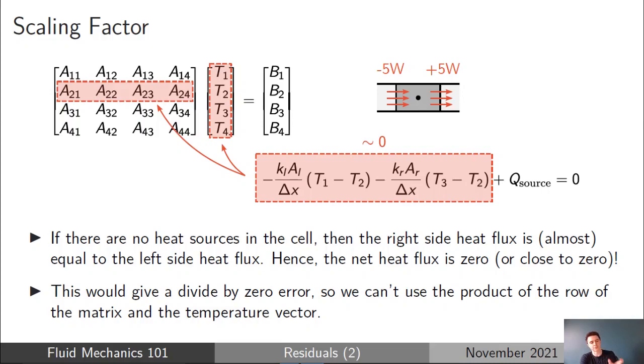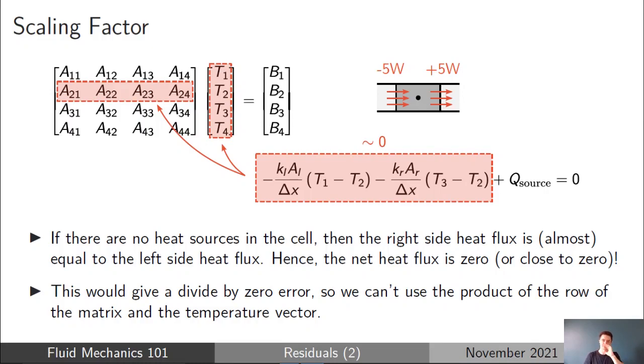The product of that second row in the matrix and the temperature vector actually gives you the net flux out of the cell, which in this case is approximately equal to 0. So we can't use that product, because if we multiplied these together, we'd find that the net flux was about 0, and that's not what we want. If we used it for the scaling factor, we'd get a divide by 0 error, or very close to that. We don't want minus 5 plus 5, we just want one of those. We would like just the plus 5.